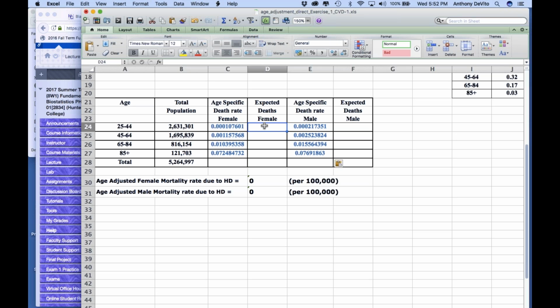Let's do that. Now I have to multiply the rate times the number of people in that population. That's the number of people that we would anticipate would die if they're dying at that rate. Okay, and I'm going to copy this down again. Okay, and I'm going to go over here and do the same thing for males, except this time I'm going to take this rate and multiply it by that same population. Okay, and I'm going to copy it down.